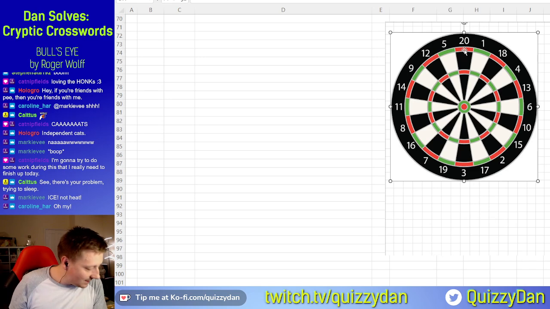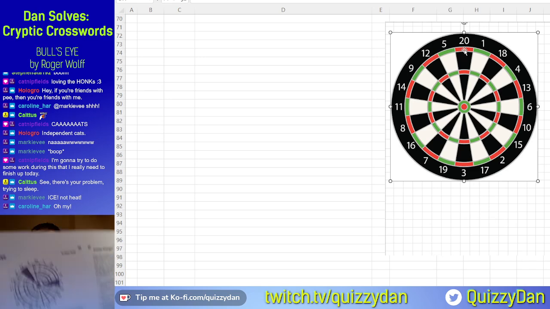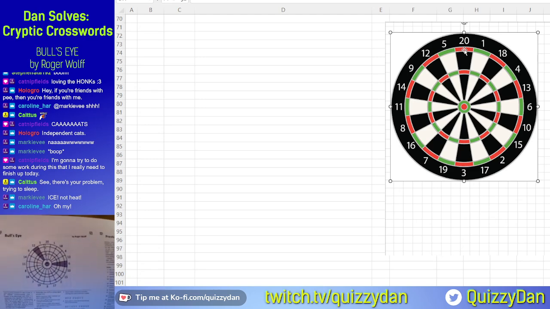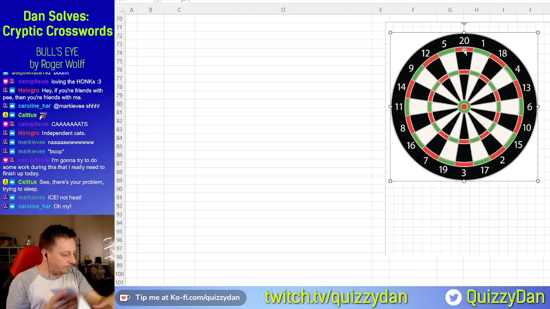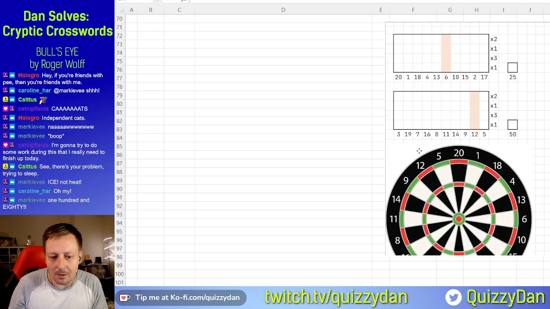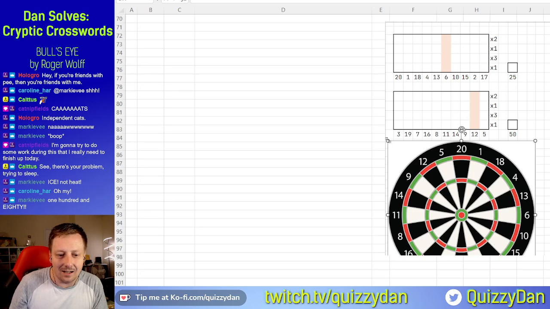12 and 6 in the grid. This is what it looks like on the paper version. They are shaded. 12 and 6 are shaded. So I have represented that in here as well. But basically, it is a dartboard.